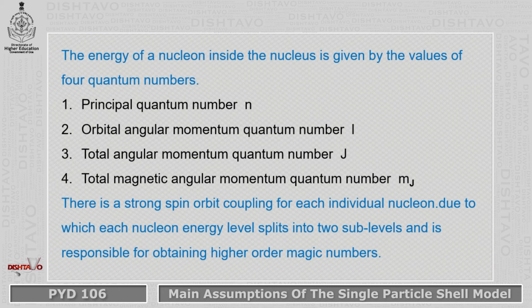There is strong spin-orbit coupling for each individual nucleon, due to which each nucleon energy level splits into 2 sub-levels, and this spin-orbit coupling is responsible for obtaining higher order magic numbers.